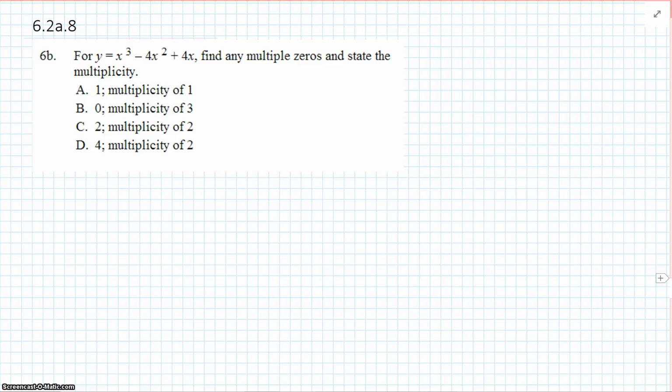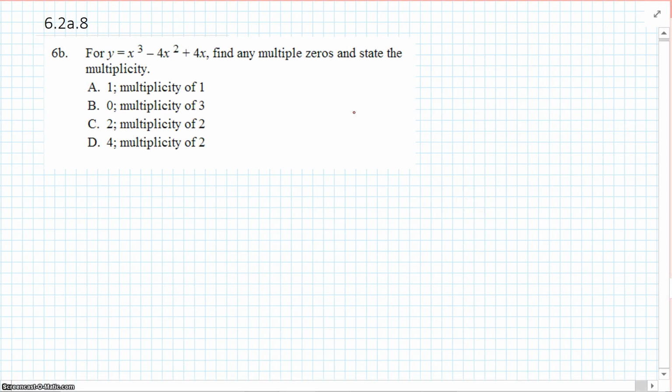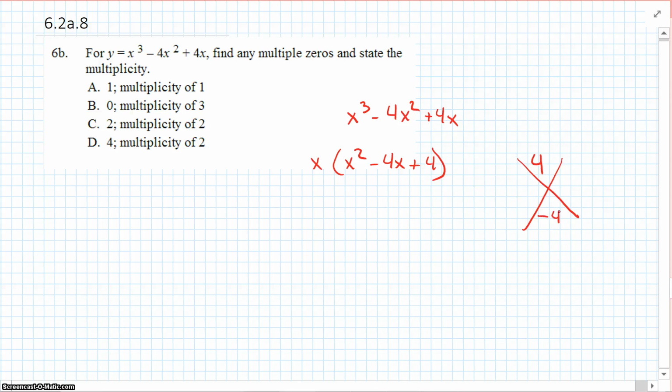Okay, next example. Find multiple zeros and state the multiplicity. So let's write x cubed minus 4x squared plus 4x. I can factor out an x, so I'm going to get x squared minus 4x plus 4. Well, my a times c value is 4, my b value is negative 4. What two numbers give me a product of 4 and a sum of negative 4? Negative 2 and negative 2. So I could rewrite this as x times x minus 2, and if I wanted to, go ahead and go x minus 2 again so you see it.